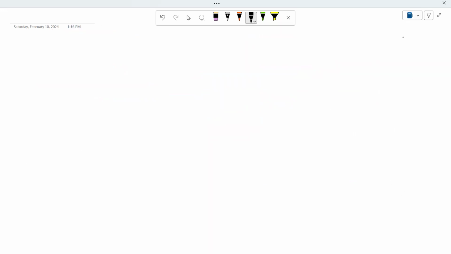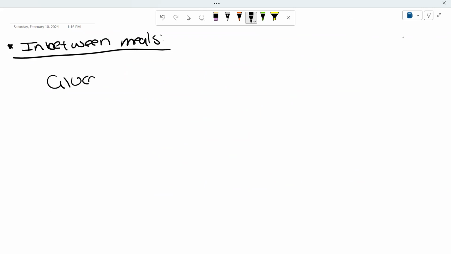Now, what happens in between meals? When you are hungry, in between meals, when you're fasting in Ramadan, you did not eat for a long time, for several hours. So what happens to the glucose levels? The glucose levels will drop, it will fall. Okay, I have low glucose levels.